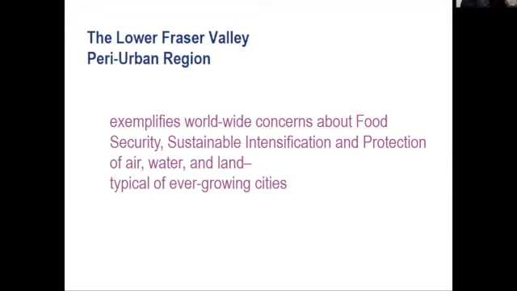So the Lower Fraser Valley can be categorized as a peri-urban region, and it perhaps exemplifies worldwide concerns about food security, sustainable intensification and the need to protect air and water and land. And these are typical in all regions around the world where there's ever-growing cities, often located in the midst of the best agricultural land and consuming it.